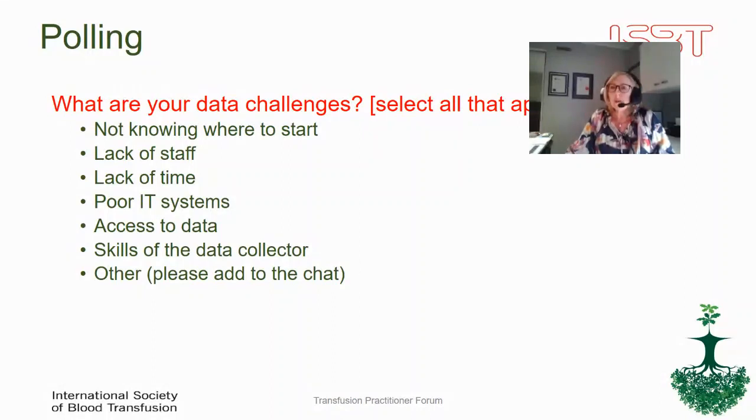Okay, so we've got a variety of things. So some people are not sure where to start. We've got 17% with lack of staff, and lack of time is 19%. And poor IT systems is 17%, 19% to access the data, and 17% about the skills. So there's a real mix of things there, and I guess many of us would identify with a lot of those responses.